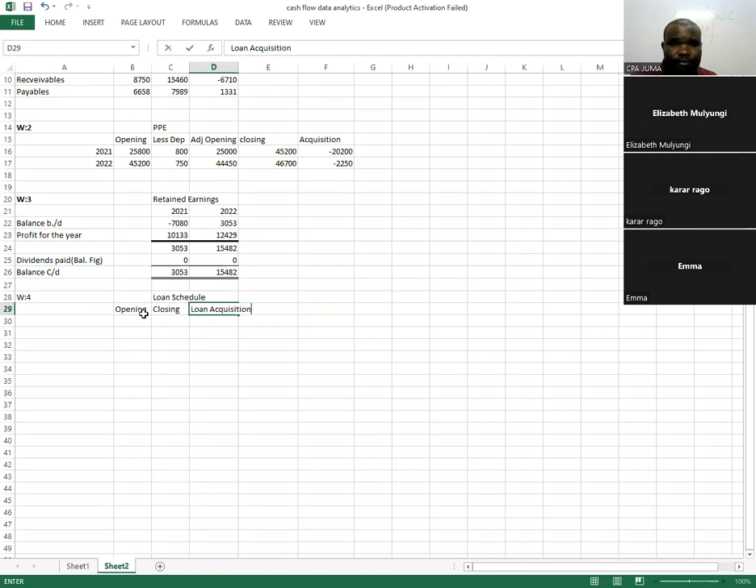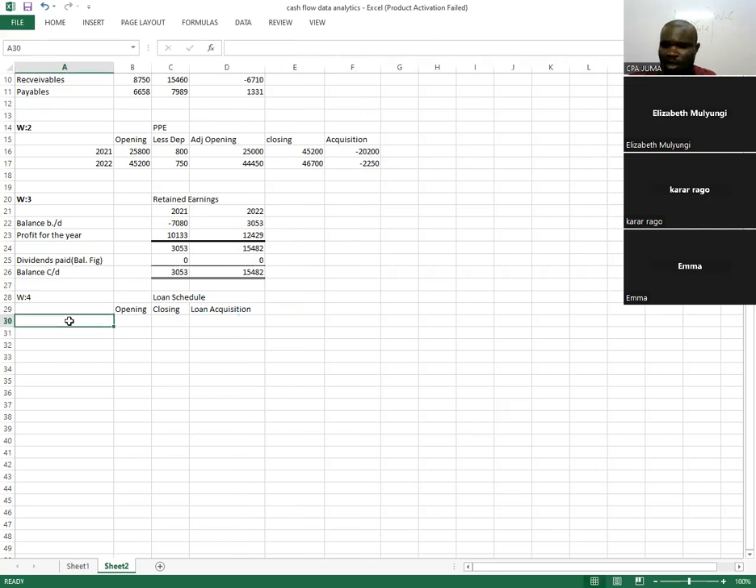Loan acquisition. The arrangement doesn't matter; you arrange it the way you want. So let's check the loan. In 2021, opening is the loan amount in 2020. In 2020 it was 33,333. They closed with 46,667. Opening is 46,667. Closing 2022, 60.